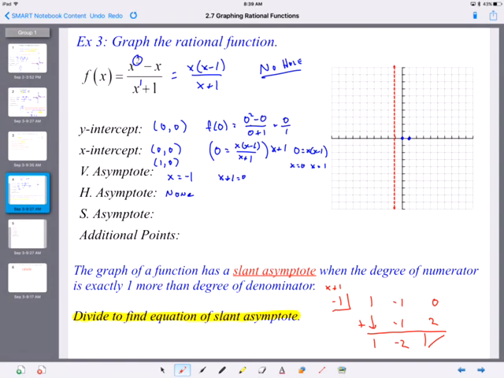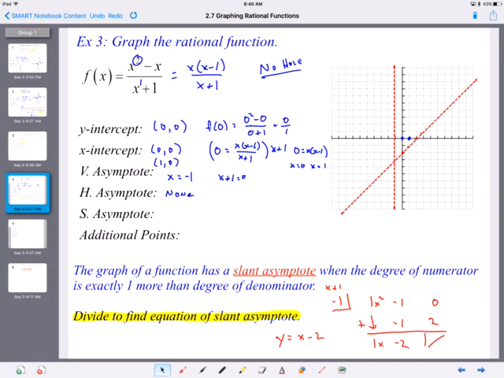So what is this linear function? Y is equal to, remember you started at x squared, so this would be x, so y would be equal to 1x minus 2. And so we need to graph that for our slant asymptote. So negative 2 would be our y-intercept, and then the slope would be 1. So you'd have that as your slope. So we'll have this as our slant asymptote.